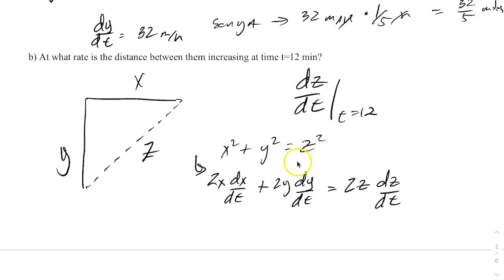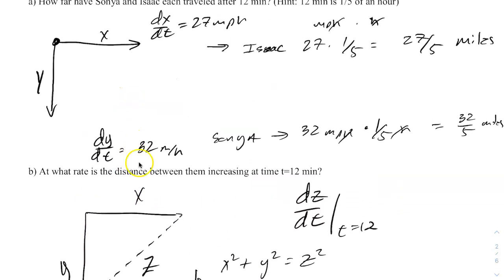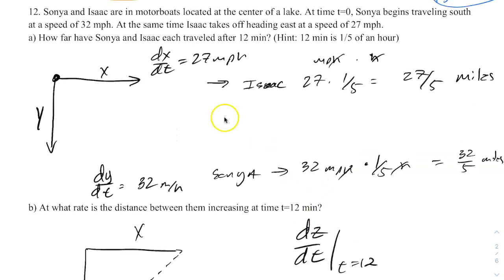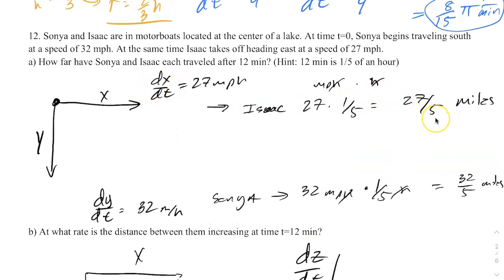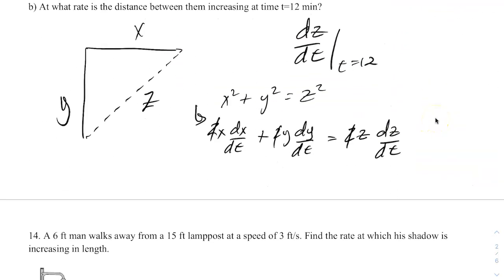Now, we can do one thing to help each other out. Notice how they all have a 2 in front. Let's get rid of those 2's. Divided by 2. So we have this. Now, it's been 12 minutes, so let's plug in what we have. So, x here, how far have we traveled in 12 minutes? Well, we did it up here. We traveled 27 over 5 miles. So that's my x.